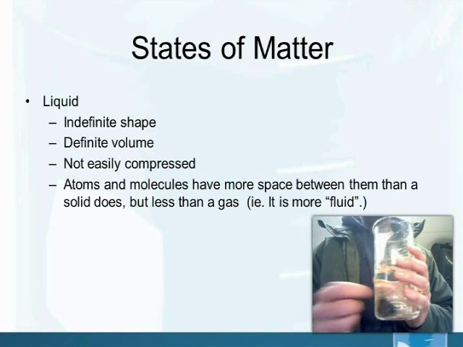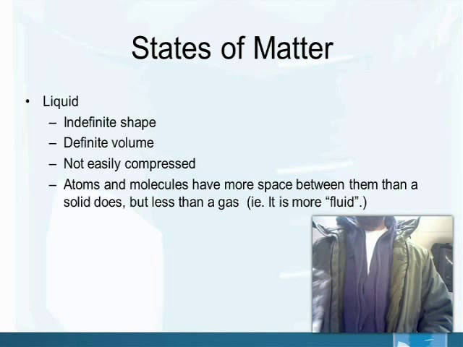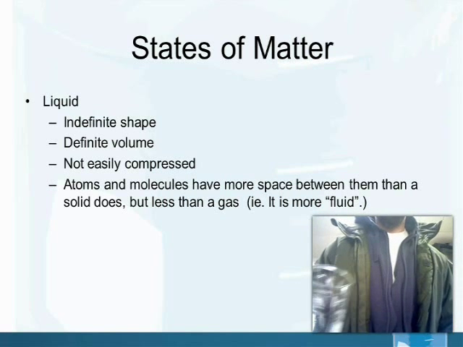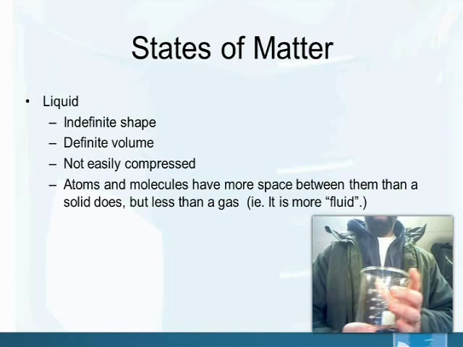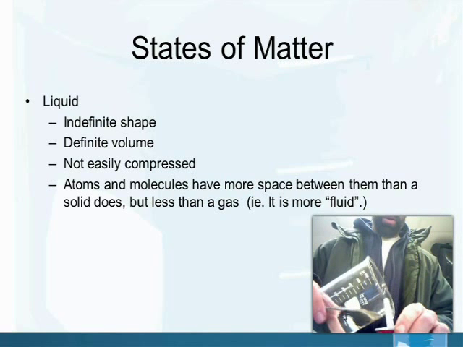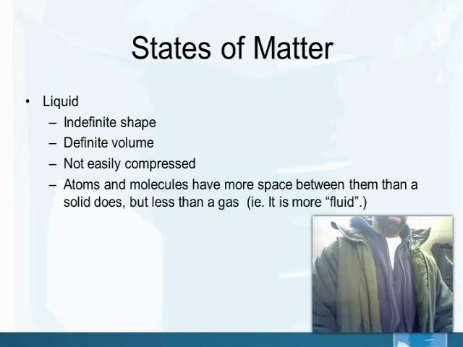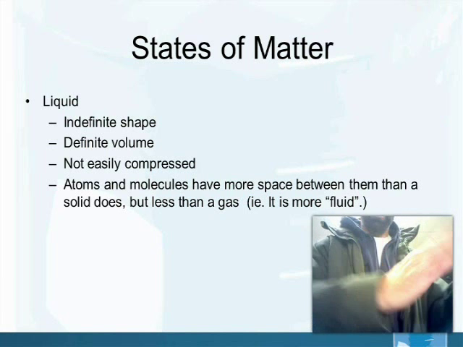Now the atoms and molecules inside here have more space between them than a solid, but much less than a gas. It is more fluid than a solid. Okay, it's fluid. There's fluidity there.